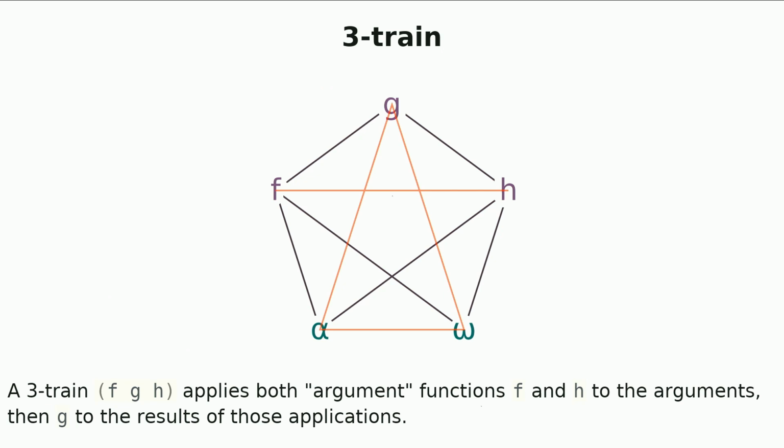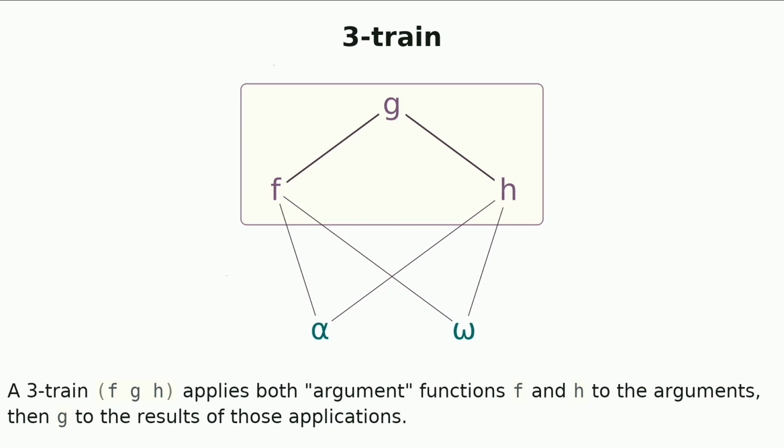The way I prefer to think about trains is that these 2 arguments, alpha and omega, are just a kind of context. And within this context, f and h are not functions, but they're just values that depend on the context. So I think of a 3 train as just a single function g applied to 2 other functions, and it returns a function, which maybe that's not even a function, maybe that's another value that depends on context, and I can pass in the context by passing in 2 more arguments, alpha and omega.